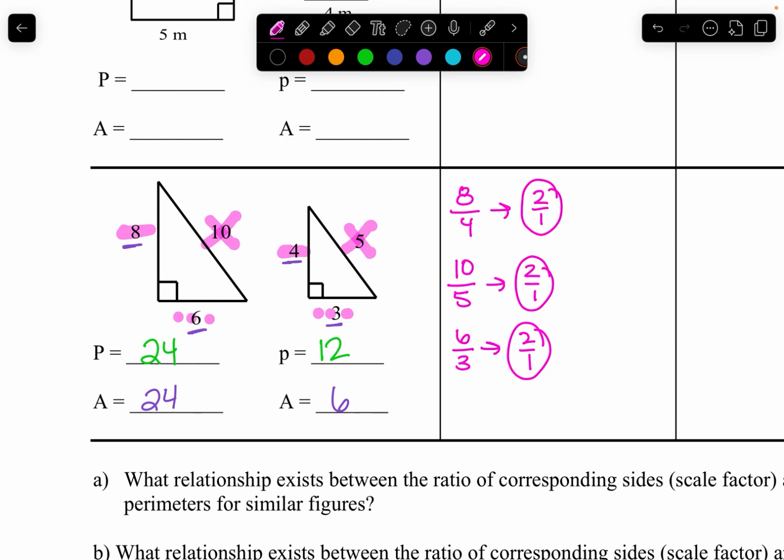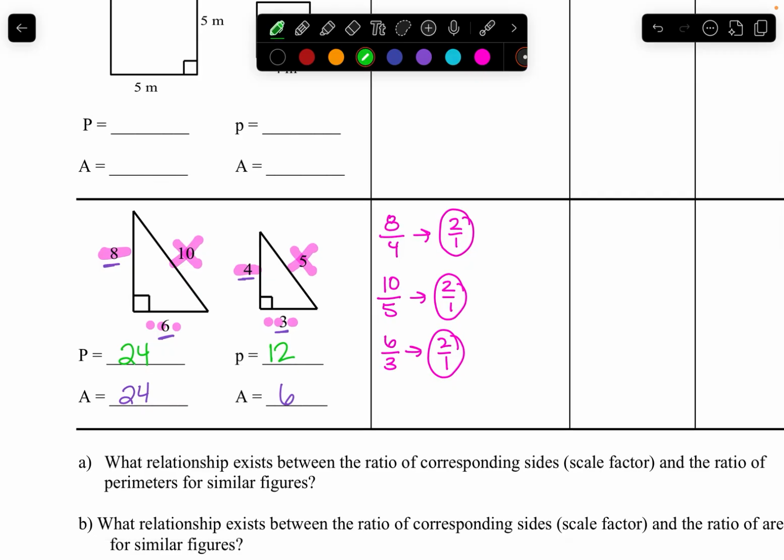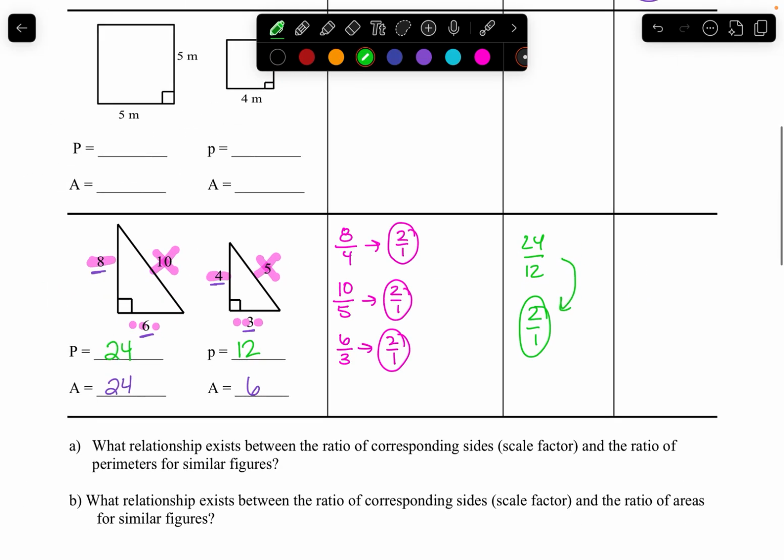And as we know, the perimeter ratio should be the same as the side ratio. So we have 24 over 12, which does simplify to 2 over 1. So we know that we have the sides and the perimeter ratio the same. So now what I need to do is look at the ratio of my areas, which is 24 over 6. So when I simplify 24 over 6, I get, let's see, 24 divided by 6 is 4 over 1. So again, it is the ratio of sides squared.